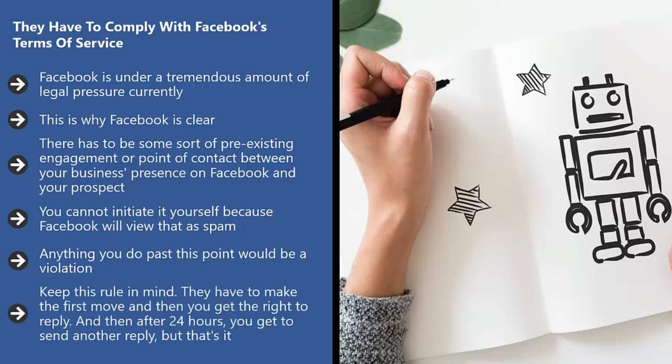Keep this rule in mind. They have to make the first move and then you get the right to reply. And then, after 24 hours, you get to send another reply, but that's it. At this point, they have to keep contacting you for you to keep sending them messages. This might seem pretty straightforward, but if you're looking for a more robust or aggressive way of engaging with your customers, this term of service limitation is quite a hefty one.